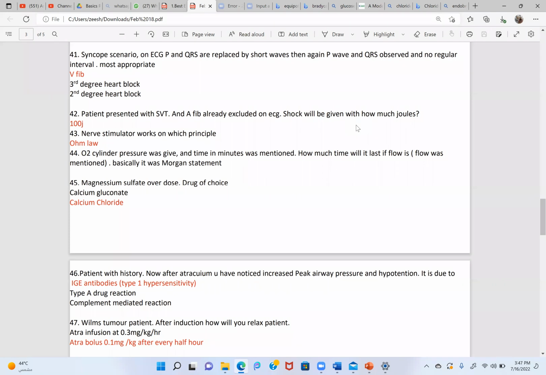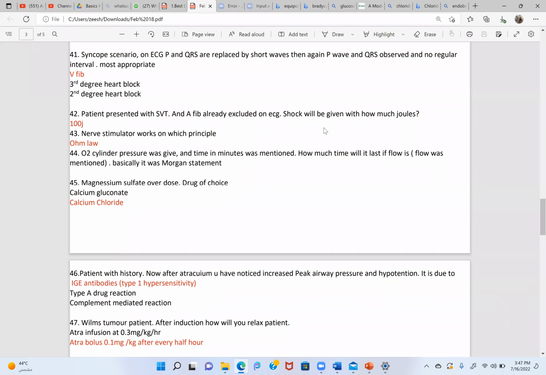So how many joules will the shock be given? For SVT, how many joules are given? 50 to 100. Again, it will be according to the hint they give you. It will be an adult patient. So the SVT initial dose is, I think, 50 to 100.